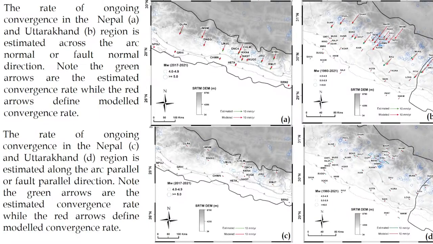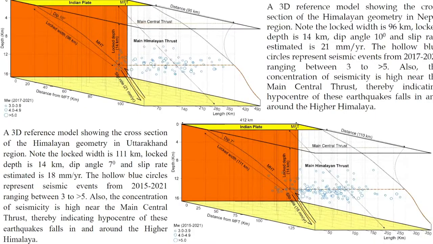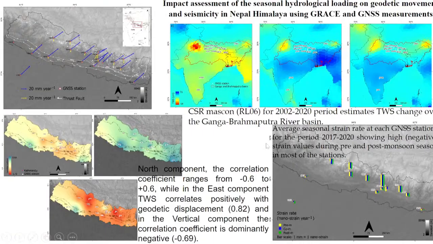This is the modeling of the Uttarakhand region and the Nepal region. So you can see the model result and the observed result, and this is the 3D model to give information about where the continuous earthquake is occurring, where the locking depth is, where the slip rate is, where the locking width is, and what the depth of the Main Himalayan Thrust is, for the Nepal region and the Uttarakhand region.